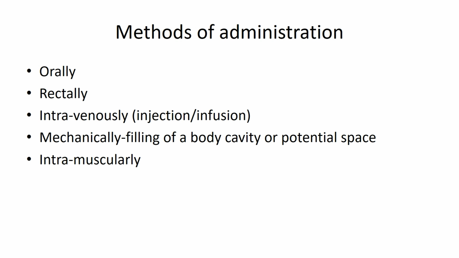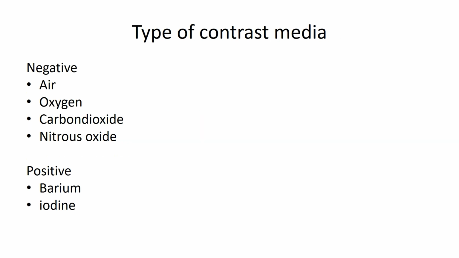form of infusion. Sometimes in a space-filled area, for example the joint cavity, it can be given mechanically by filling the body cavity, for example the pleural cavity or the potential space that is to be radiographed. It can also be given by the intramuscular route, right into the muscles.